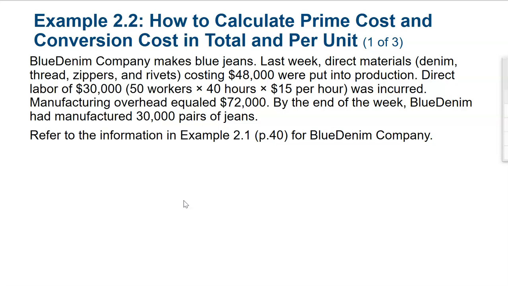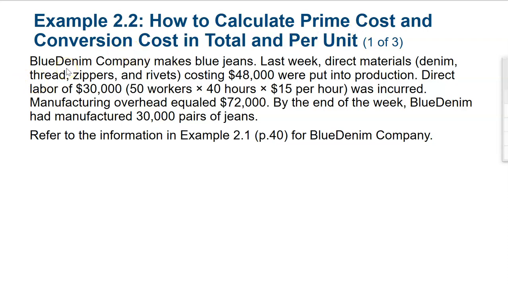Looks like we have another little calculation example here. It says how to calculate prime cost and conversion cost in total and per unit. And this is a helpful exercise because you may find that you're taking a test or doing some homework and you are asked to calculate prime cost and conversion cost.